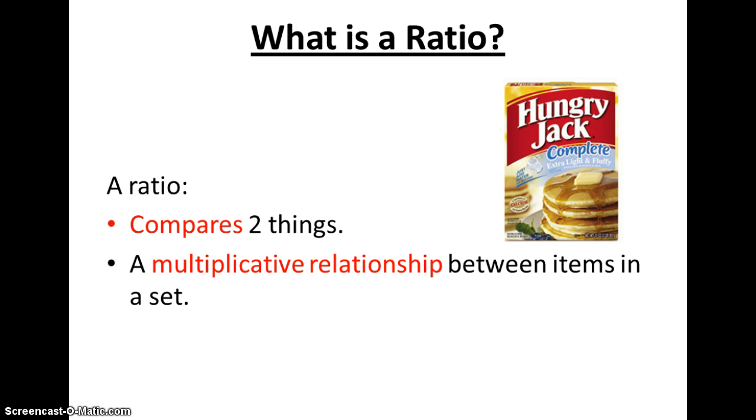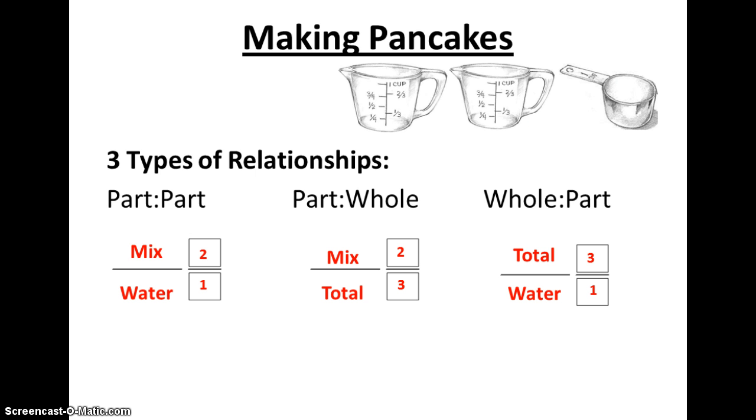First, let's talk about what a ratio is. A ratio compares two things, and it is a multiplicative relationship between two items in a set. So again, we have a multiplicative relationship with that, and you'll see that a little bit later this week.